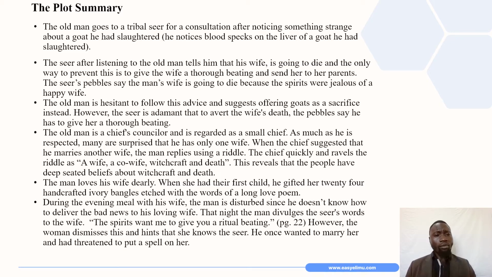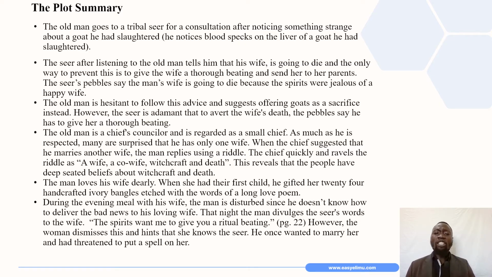About the plot summary of the story Ivory Bangles, we are told that the old man goes to a tribal seer for a consultation after noticing something strange about a goat he had slaughtered. He notices blood specks on the liver of the goat. The seer, after listening to the old man, tells him that his wife is going to die, based on the sign from the slaughtered goat.